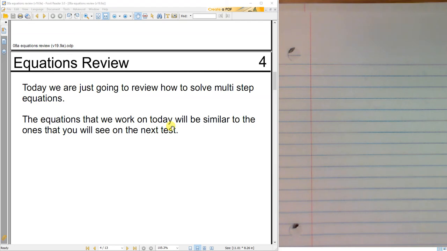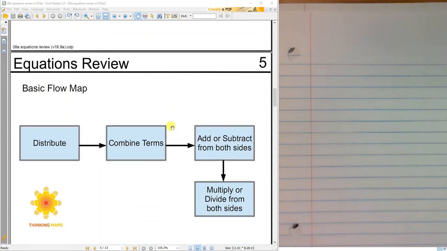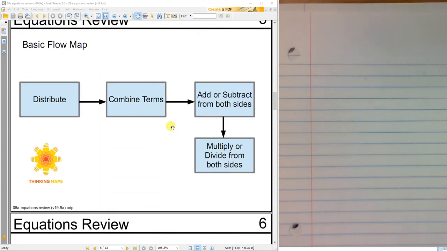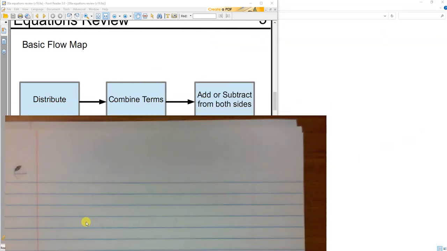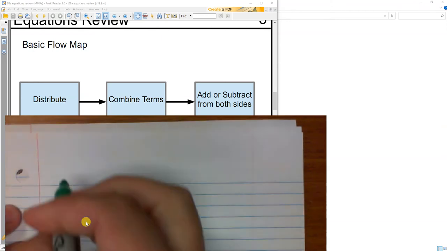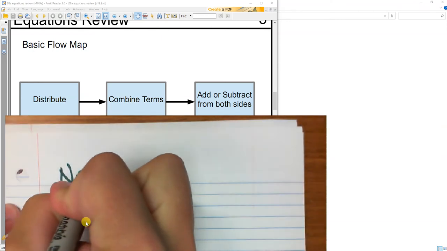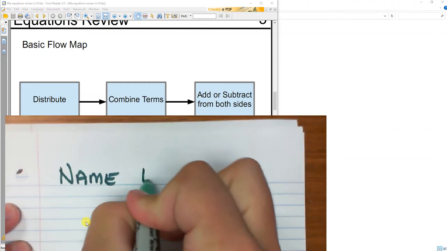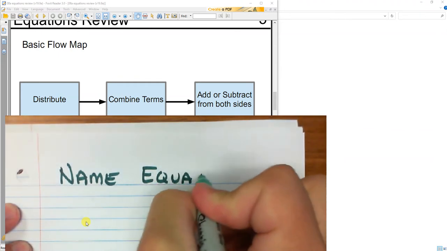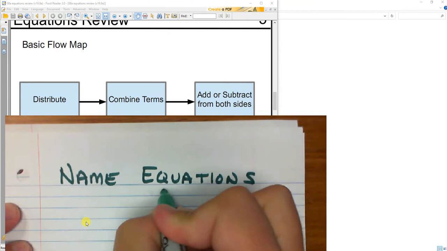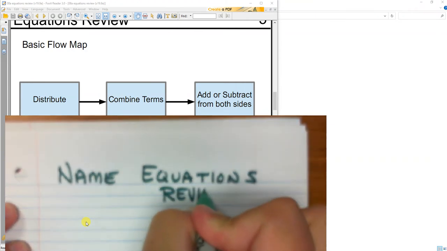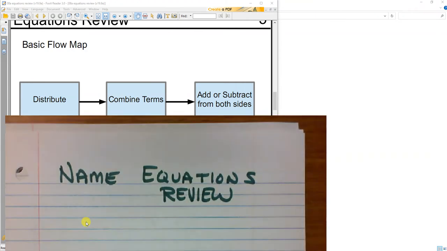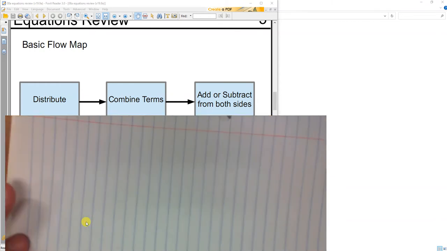Today we're just going to review how to solve multi-step equations. The equations that we work on today will be similar to the ones that you will see on the next test. Excuse me. And here's our basic flow map. So let's make a flow map in our notes. Name it Equations Review. And to make my flow map fit, I'm going to turn it like this.